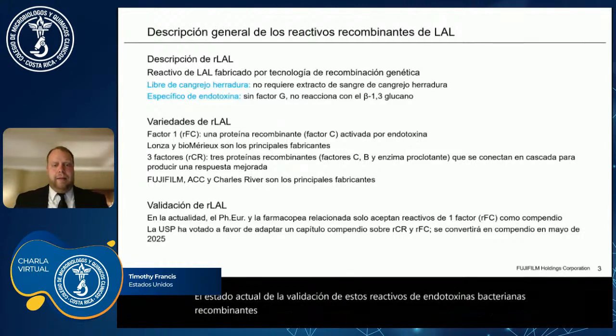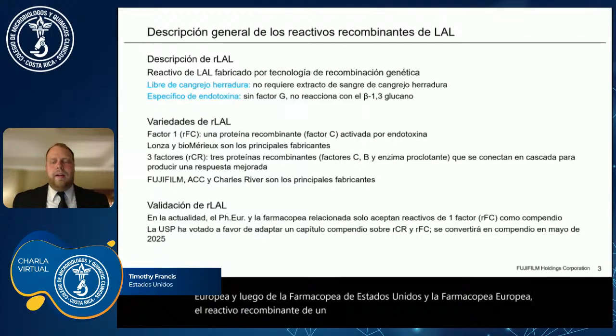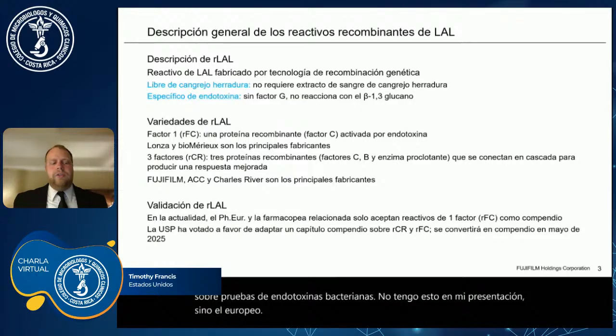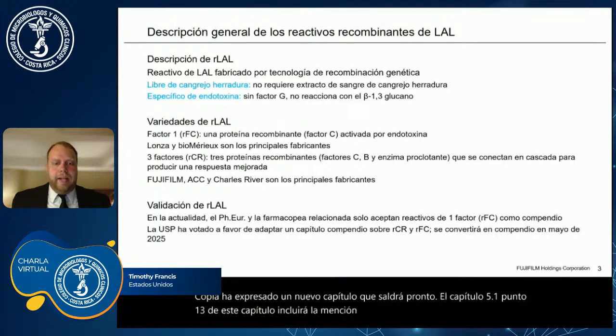I'm going to give examples from the European Pharmacopoeia and then the United States Pharmacopoeia. In the European Pharmacopoeia, the 1-factor recombinant reagent has been added to their chapter on bacterial endotoxin tests. I don't have this in my presentation, but the European Pharmacopoeia has announced a new chapter that will be coming out soon, chapter 5.1.13. This chapter will include the mention of the RCR, the recombinant cascade reagent.